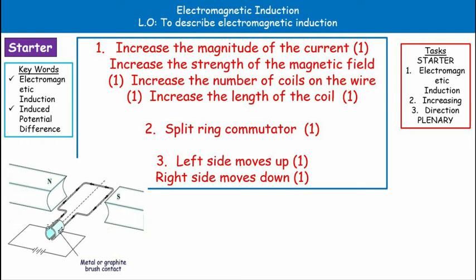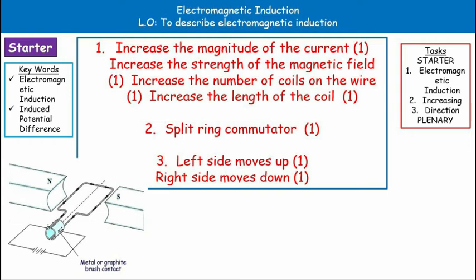The key thing here though is making sure you have said the word increase, because we're looking at increasing the speed of our motor, therefore we've got to increase each of those. If you didn't have the word increase, if you just said the magnitude of the current, it's not enough, folks. You've got to go careful with that question. The second one, the actual device that we have connected onto our motor is a split ring commutator. 1 mark if you got that one.